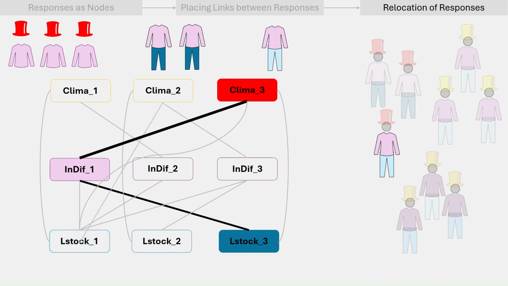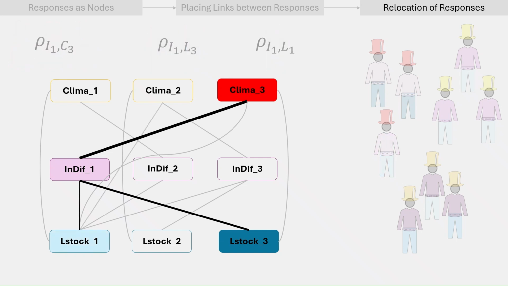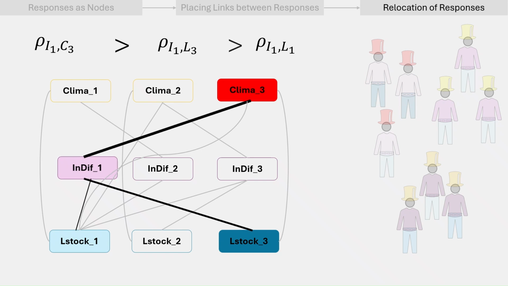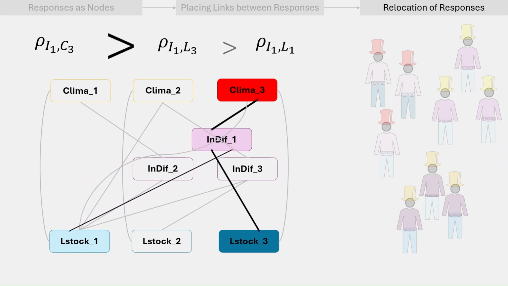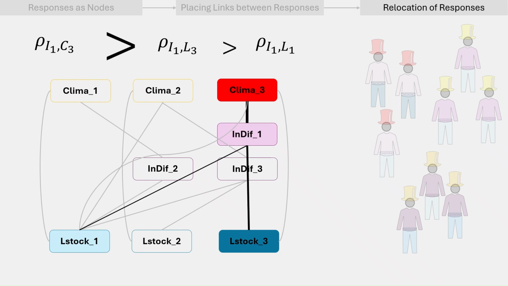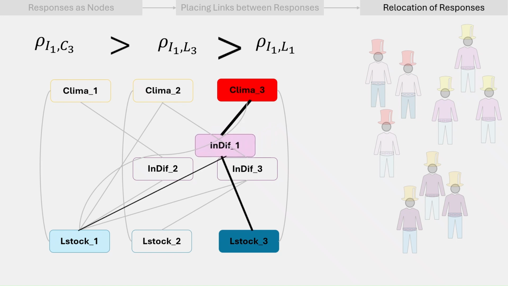Now that we are aware of the strength of the connections, we can start moving them around using the Fruchterman-Reingold force algorithm. Because the correlation with the red node is the highest, the pink node that represents being against income redistribution moves more closely towards the red node than the blue nodes. As the correlation with the dark blue node is bigger than with the light blue node, the pink node is pulled more towards the position of the dark blue node rather than the light blue node.